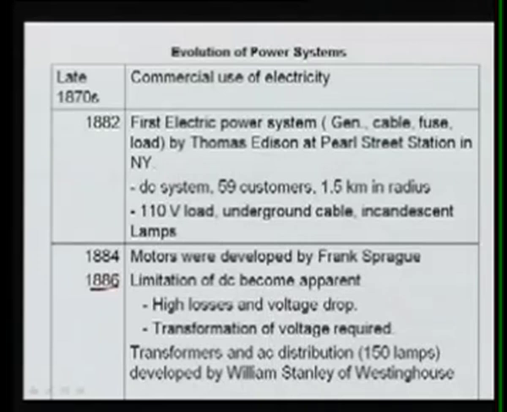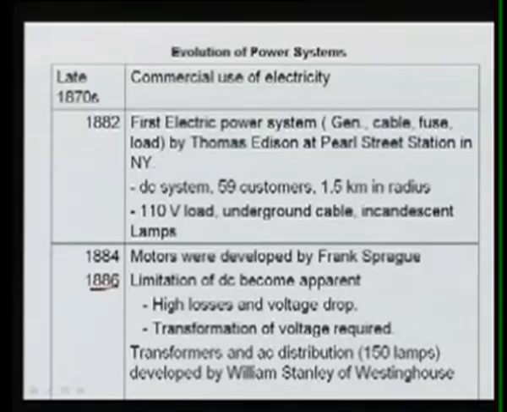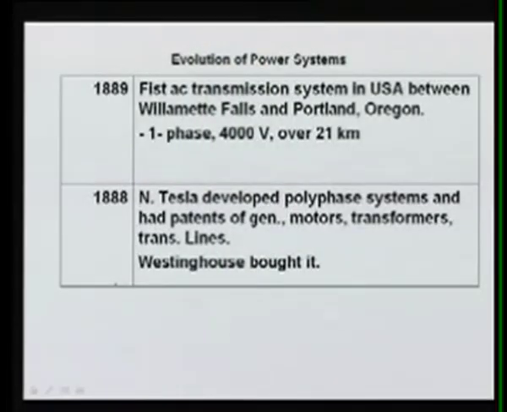In the same year, 1886, the transformers, which as you know are used in AC power systems, and the AC distribution system were developed by William Stanley of Westinghouse, and Westinghouse purchased the complete patent of this whole AC system. In 1889, the first AC transmission system was developed in the USA, between Willamette Falls and Portland, Oregon.